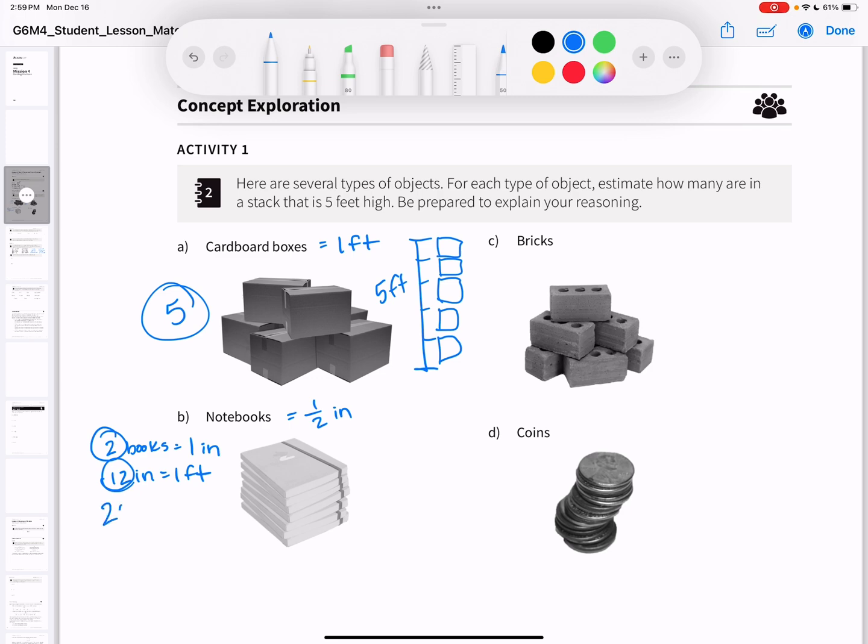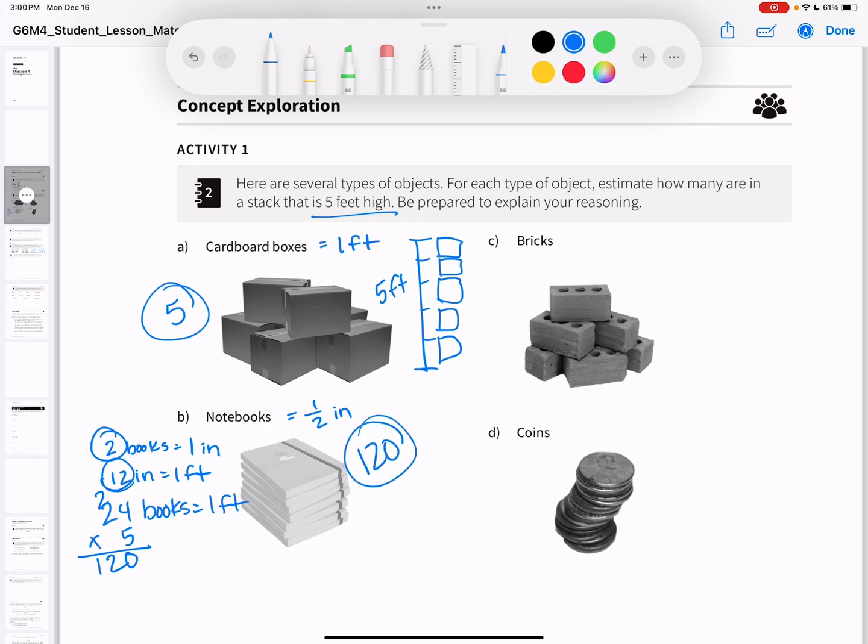So that gets us 24 books in 1 foot, but we have 5 feet. So we're going to then have to multiply that by 5. 4 times 5 is 20. That's 12. So how many notebooks fit in 5 feet? That would be 120 notebooks.